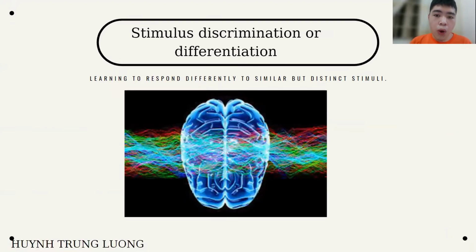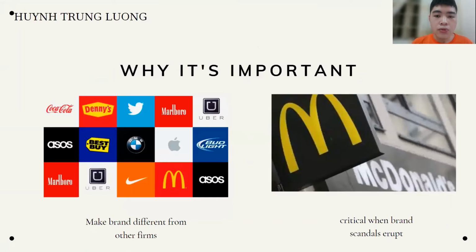And also, why is it so important? As we find out here, stimulus differentiation makes firms unique. It differentiates brands from a variety of brands. And also, it helps marketers to deal with scandals that erupt as well.